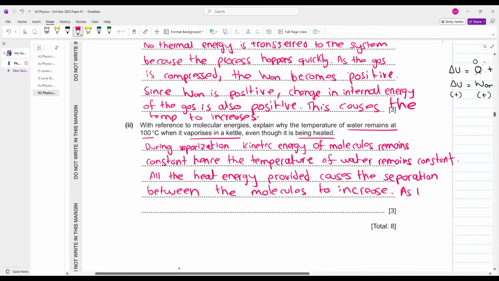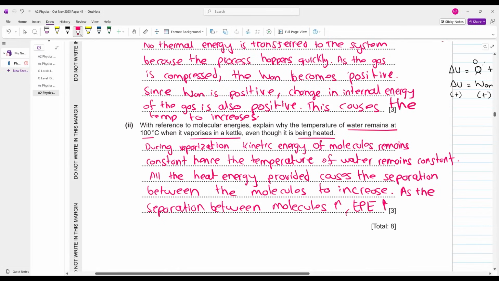As the separation between molecules increase, what will happen? Elastic potential energy increases. Simple as that. Nothing complicated here. Easy peasy, lemon squeezy.